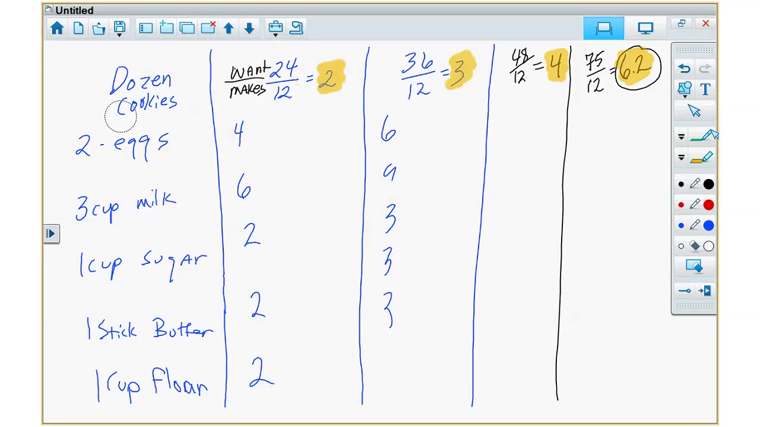So you multiply: instead of 2 eggs, you put 6 eggs, and here it'd be 8 eggs, and here it'd be 12.4 eggs, which is 12 and a half eggs. See what I'm saying? Nobody's going to multiply by 6.2. You're going to multiply by 7, and then make 75 cookies and eat the rest. So all these highlighted in yellow are multipliers. They're called constants that you multiply by.